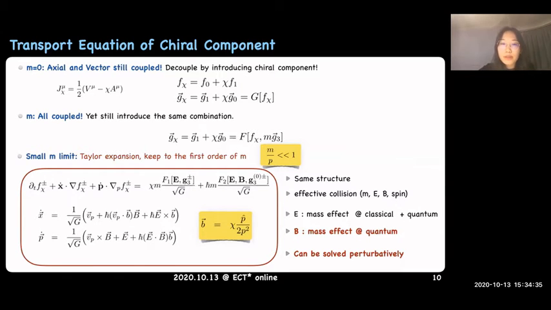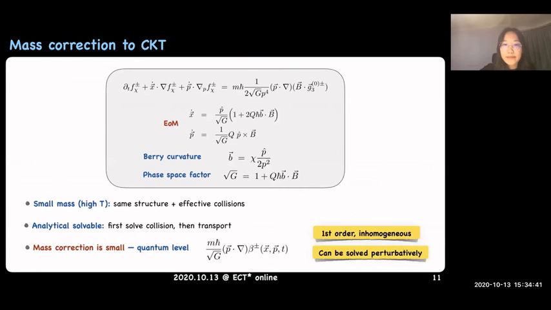And so when considering the CME case where the system has only a magnetic field, we can ignore the electric field of the system. And we find that the mass correction to the CKT equation only appears at the quantum level, which means the mass correction to the chiral kinetic theory is very small, and also it is related to the inhomogeneity of the system. And this equation, the mass correction to the CKT, can be solved perturbatively, namely one first solves the effective collision part, and then the four CKT equations.